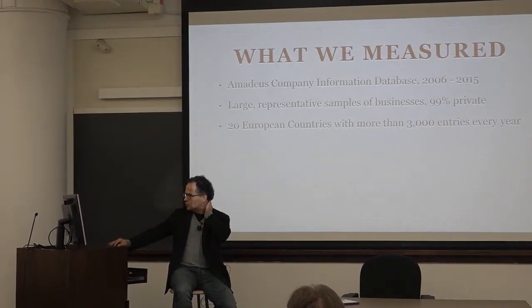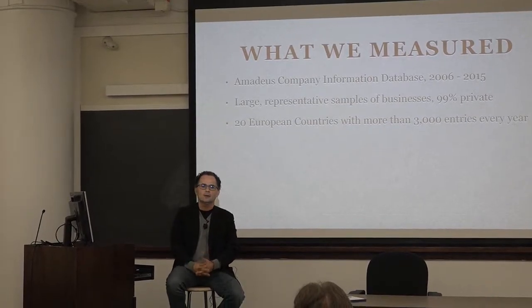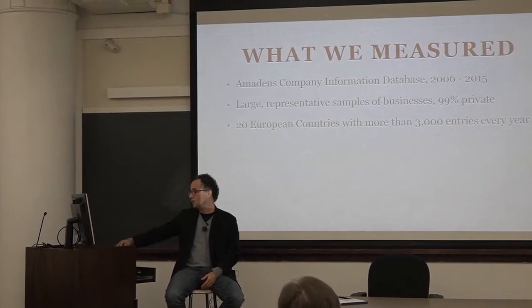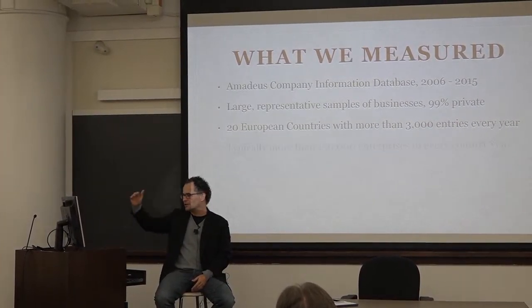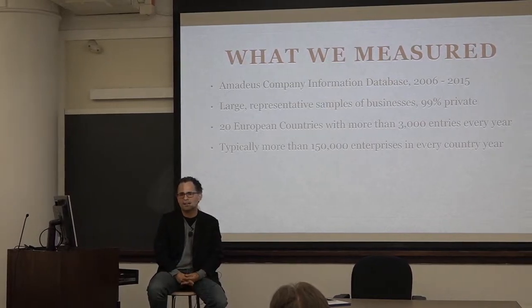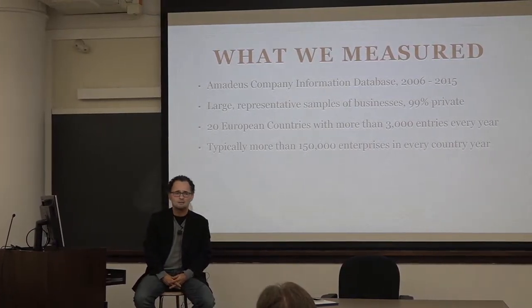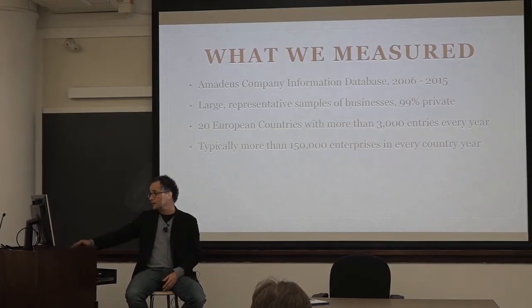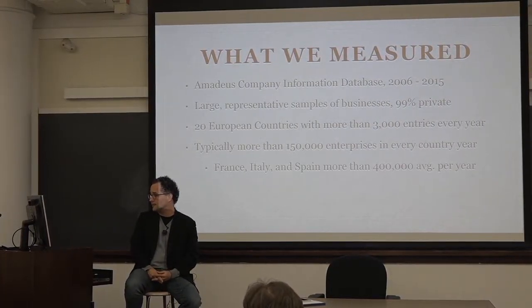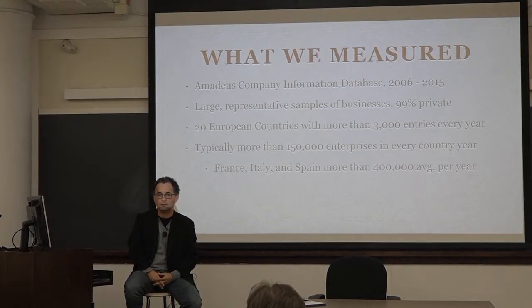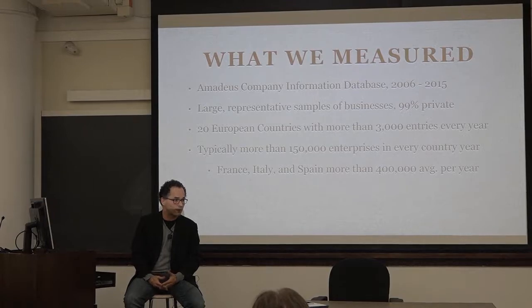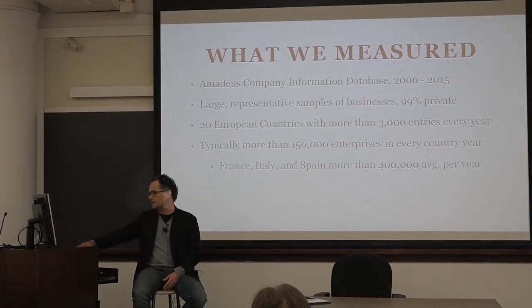We ended up looking at 20 European economies, and we selected those that had, on average, more than 3,000 entries per year. As it turns out, the ones that cross this threshold actually go quite a bit higher. And on average, we have about 150,000 enterprises per country year in these distributions. For some of the bigger economies, Italy, Spain, and France, there are more than 400,000 observations per year. So very, very densely populated histograms that we have been able to construct on the basis of this.